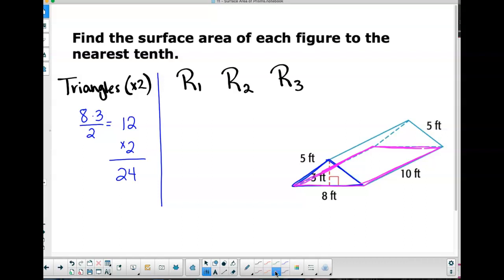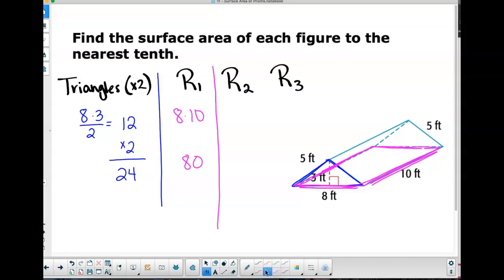What are the measurements on that pink rectangle in my case? What are the measurements there? 8 times 10, right? This side is 8. This side is 10. So we would do 8 times 10 is 80.